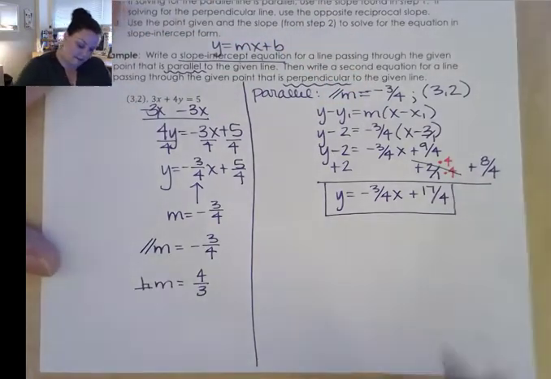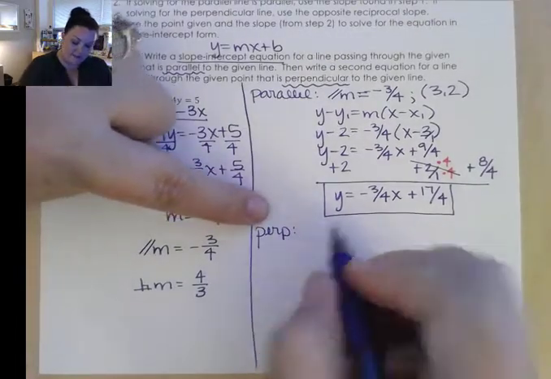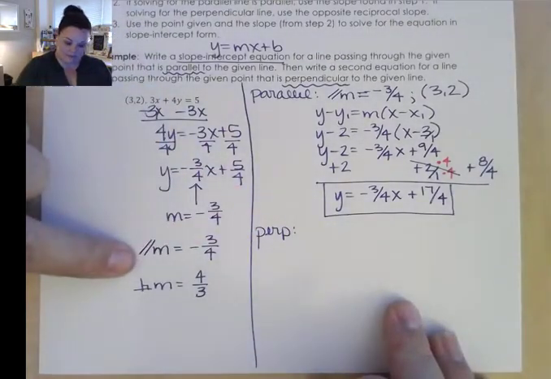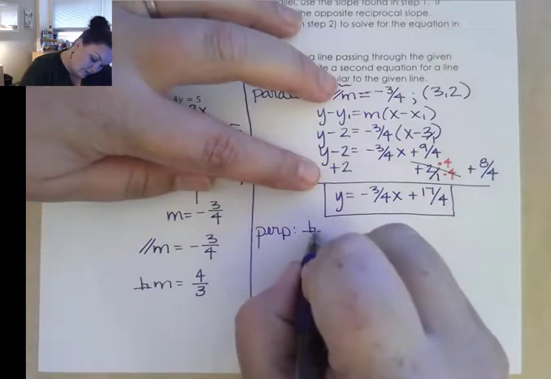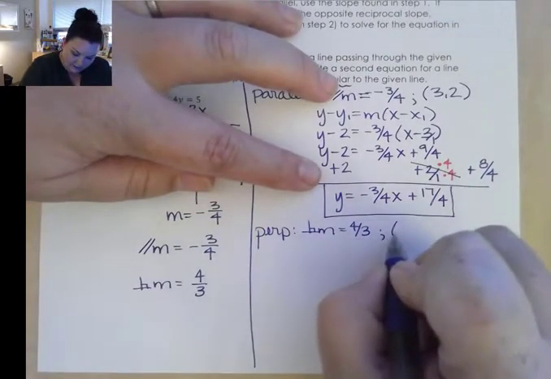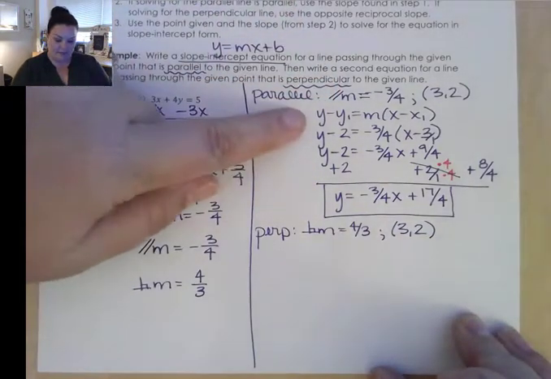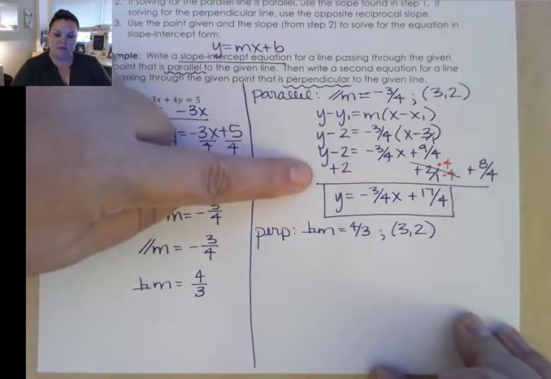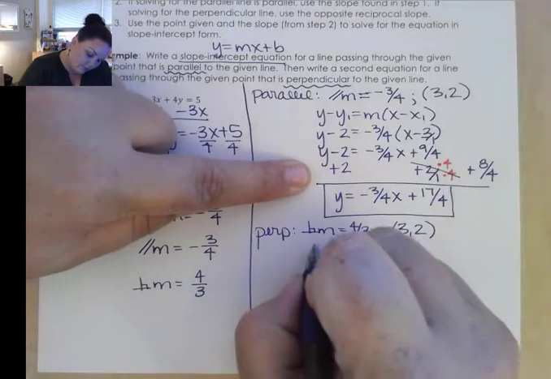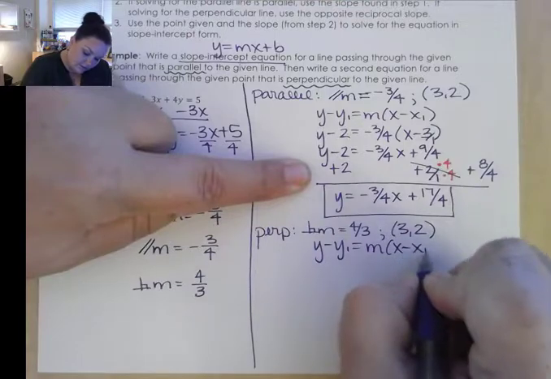Okay. Now let's find the perpendicular line. For the perpendicular line, I need to use the perpendicular slope. So my perpendicular slope is 4/3. And again, I'm using the point given, which was (3, 2). And then I'm going to plug it into the same equation that I had above, right? y minus y1 is equal to m times x minus x1.